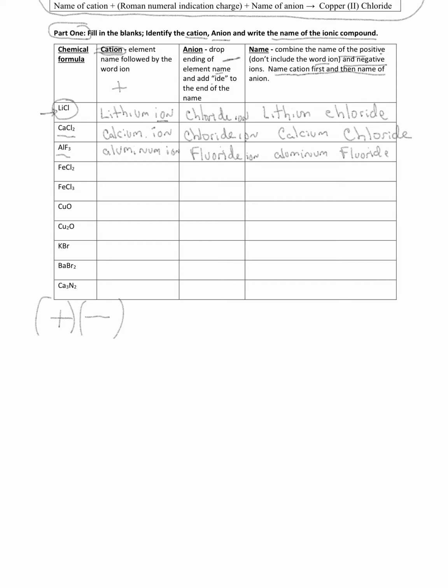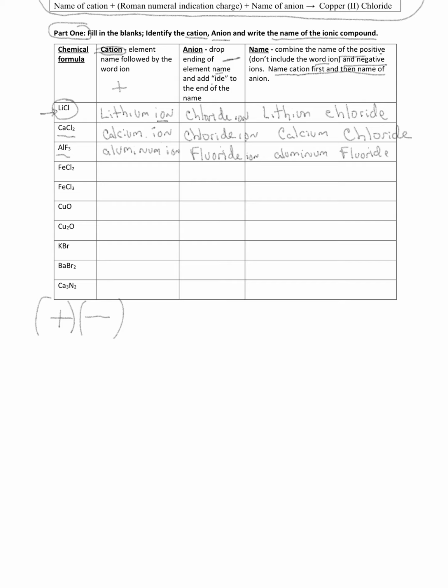If you look at the next one, the cation is aluminum ion, and then the anion is fluoride ion, and then for the name, you put together the aluminum and the fluoride, and you get aluminum fluoride. All right, let's look at this next one.